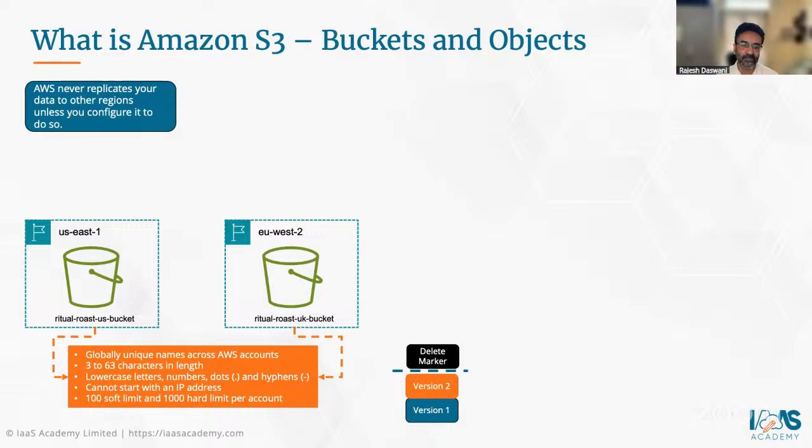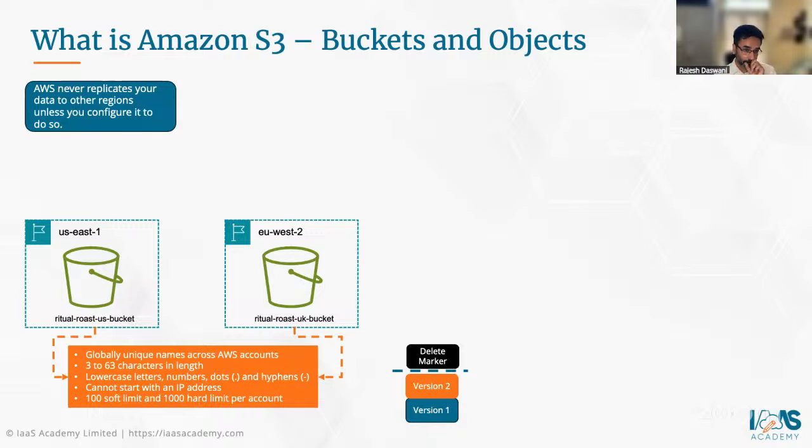They can be 3 to 63 characters in length. They can be a combination of lowercase letters, numbers, dots, and hyphens. They cannot start with an IP address. So you can't have 192.168.1.7 mybucket.com or something. You can't start with an IP address. And there's a 100 soft limit or a 1,000 hard limit.